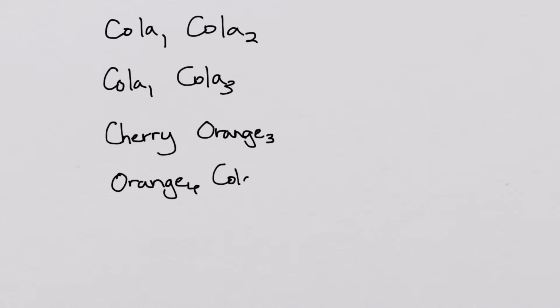Now you might get cherry number 1. Let me go back. Oh, we only have 1 cherry. Okay, so you might get cherry, or you might get orange number 3. Why not? So there are many possibilities. You might get orange 4 and cola 1. Okay, so here are some of the possibilities.